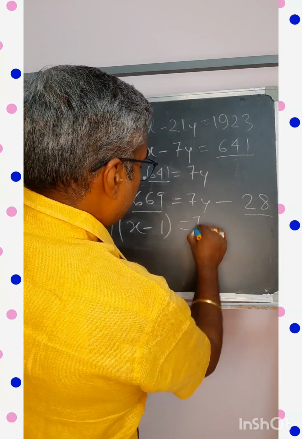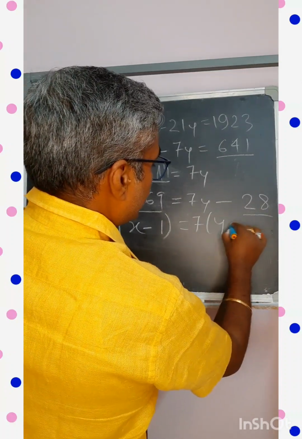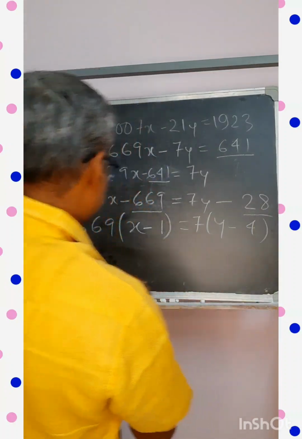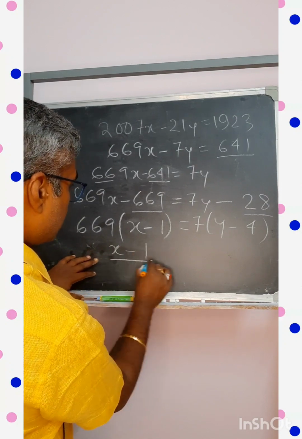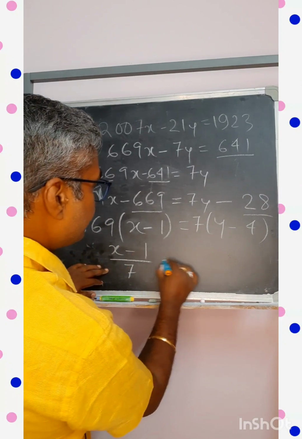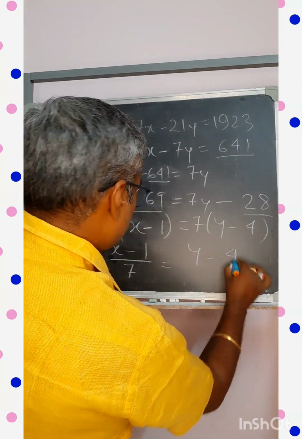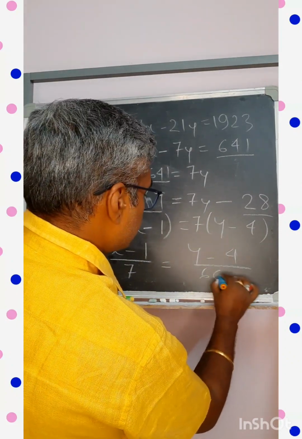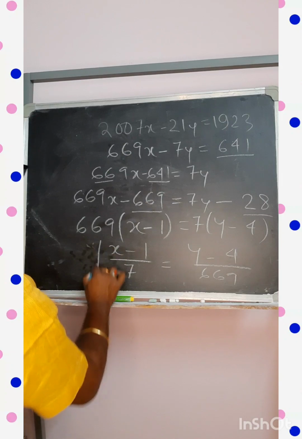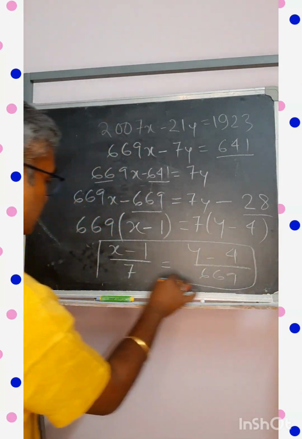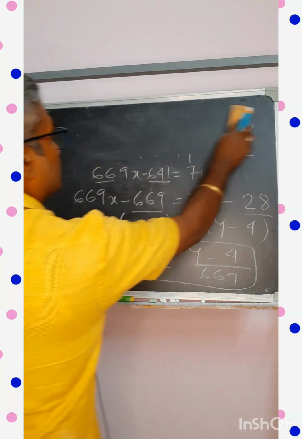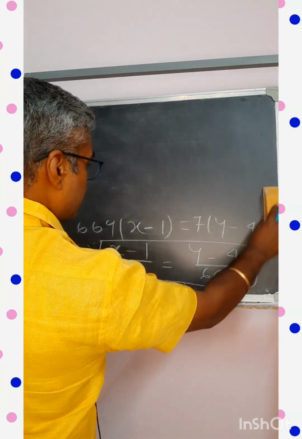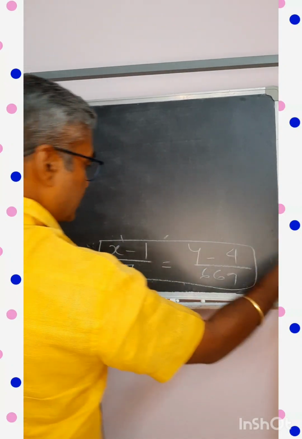On the other side, if I take 7 common, it will be 7 times y minus 4. Now I will write the equation like that, arranging it like that. So this is the final stage of the equation that I have got after doing this combination and some calculation.